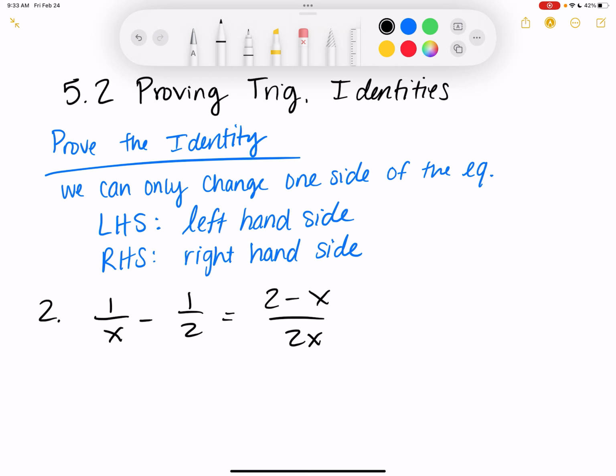Okay. Well, this is just algebra, so I think we should be okay. How do I combine fractions? Yeah. So I multiply this one by 2 over 2, this one by x over x. So on the bottom I have 2x. On top I have 2 minus x. Oh, it's equal to 2 minus x over 2x. Look at that.